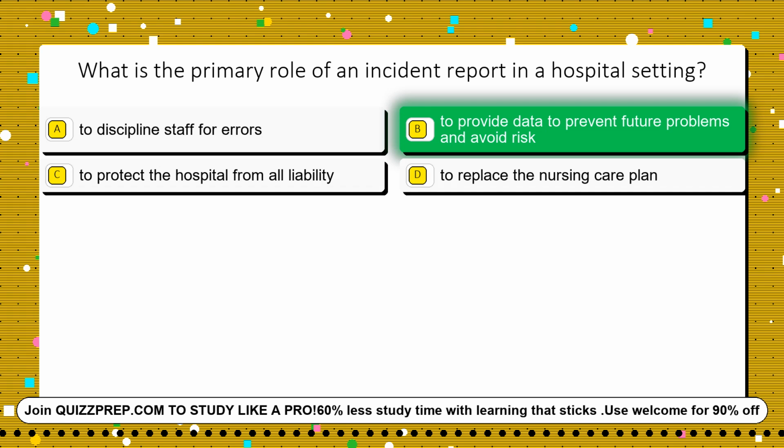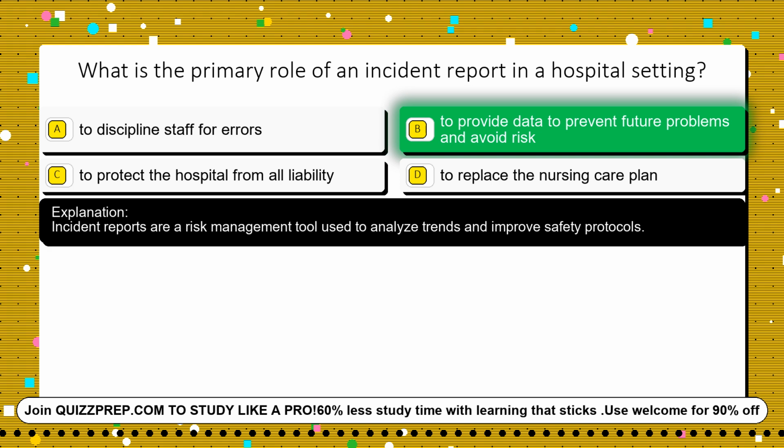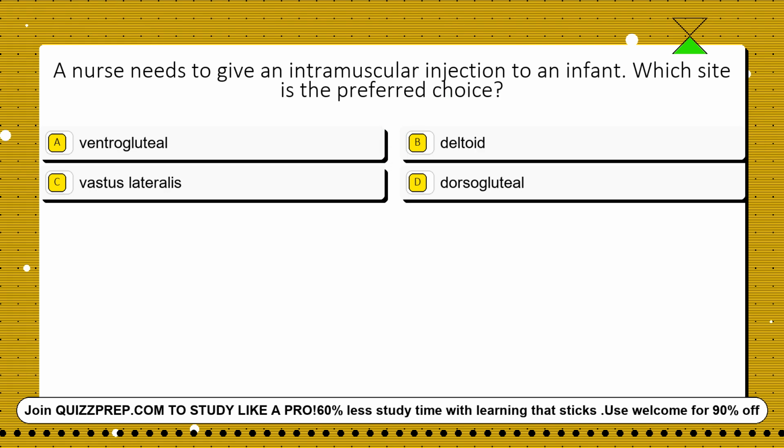The correct answer is option B, to provide data to prevent future problems and avoid risk. Incident reports are a risk management tool used to analyze trends and improve safety protocols. Question 5. A nurse needs to give an intramuscular injection to an infant. Which site is the preferred choice?